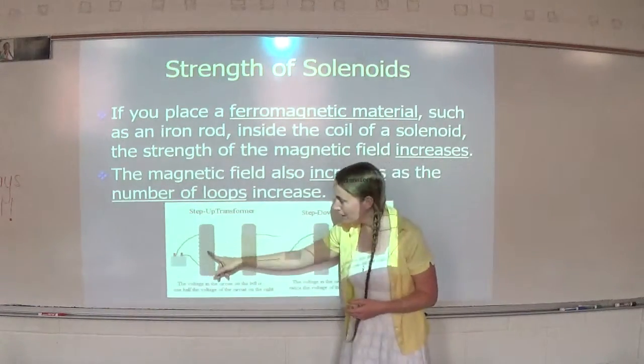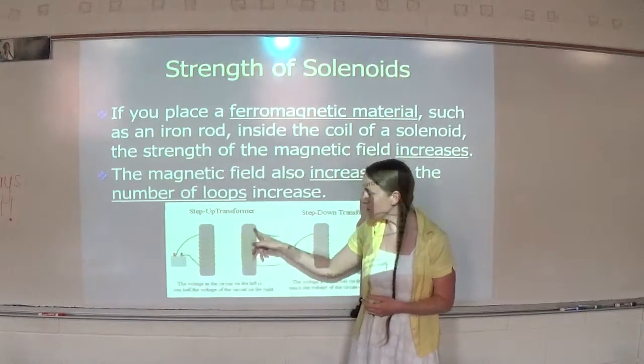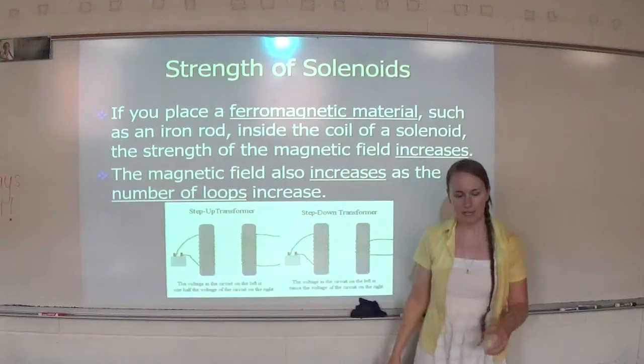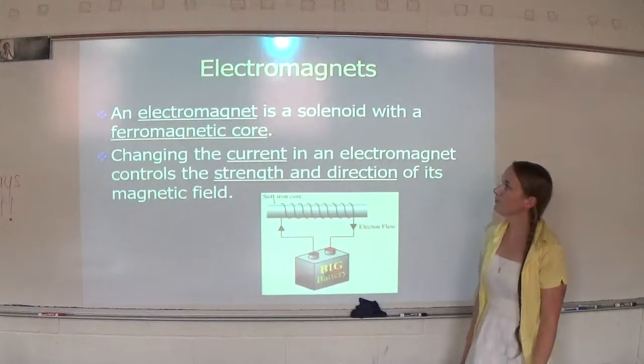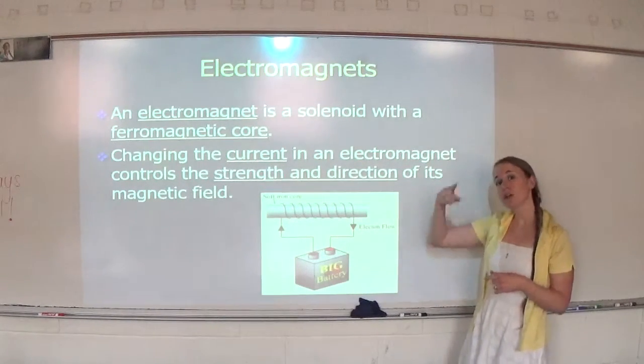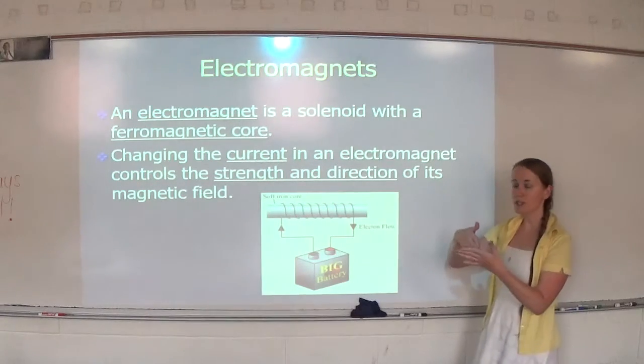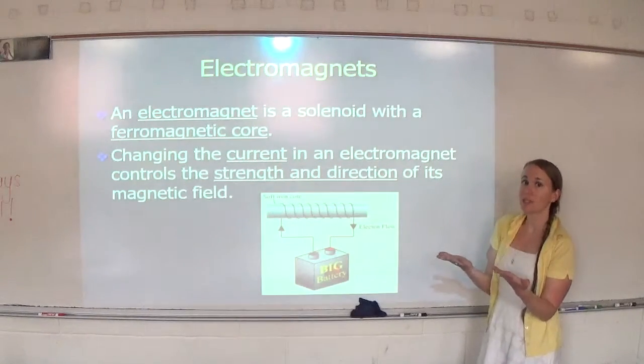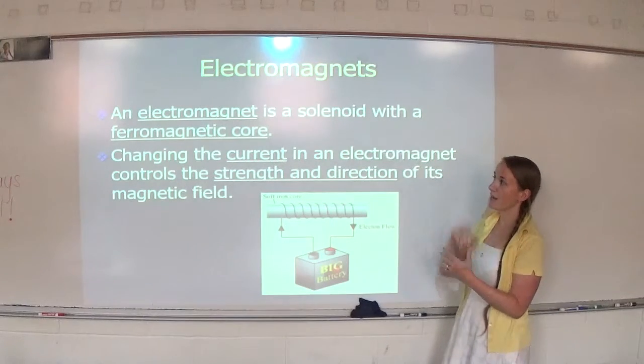If you look, here we have a certain amount of loops. Here, if we increase the number of loops, we're going to have a stronger magnetic field. An electromagnet is a solenoid with a ferromagnetic core. So the coil itself is the solenoid. Once you insert the iron rod or ferromagnetic material, it's referred to as an electromagnet.